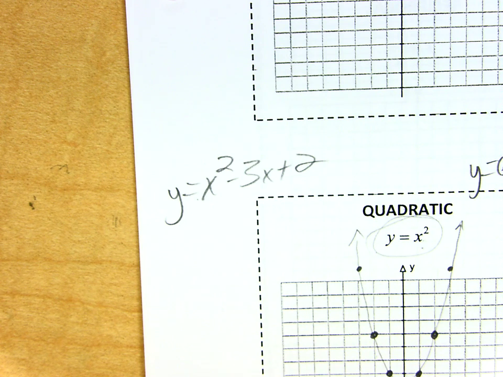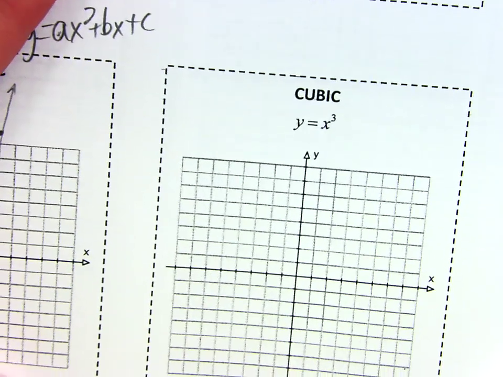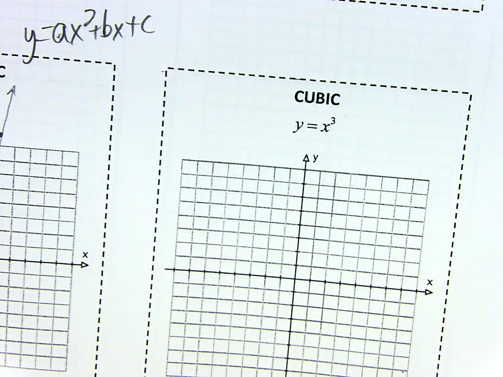So it's a lot faster, as long as a is 1. And when a is not 1, we'll talk about that later. You may or may not remember how to graph this guy, though. The cubic function. Do you remember?